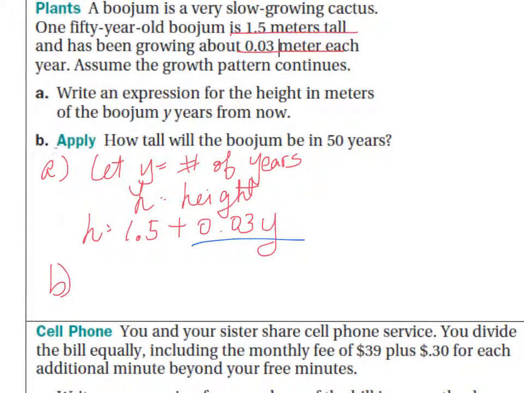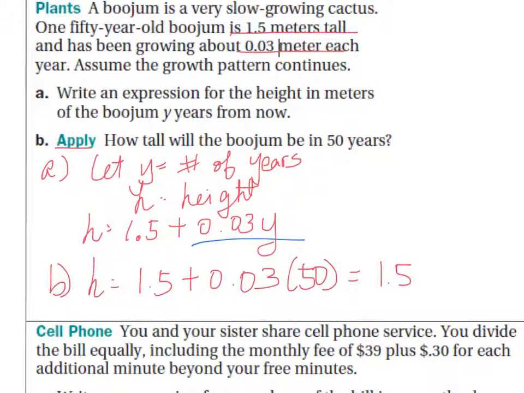Part B, apply. How tall will the boojum be in 50 years? So I'm going to take the expression in part A, and I'm going to substitute 50 for y. So 1.5, I'm going to recopy that, plus 0.03 times 50 gives you 1.5. And that gives you a total of 3 meters.